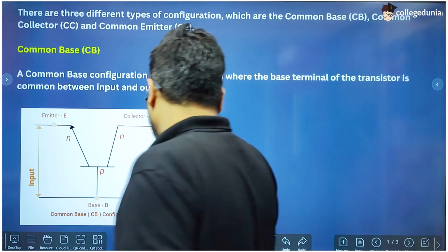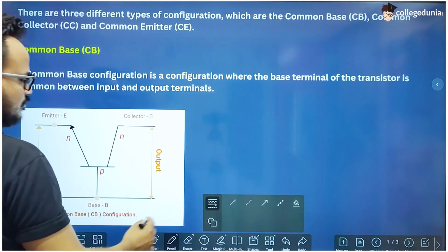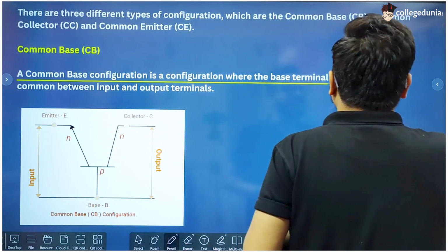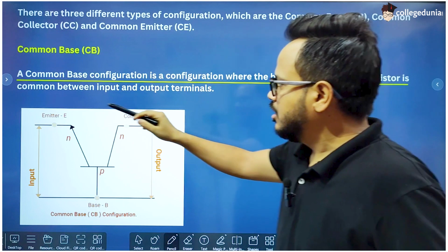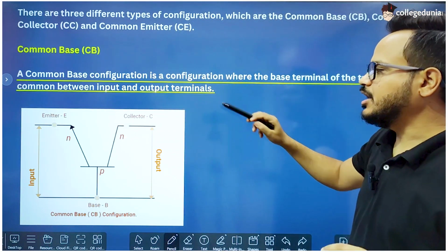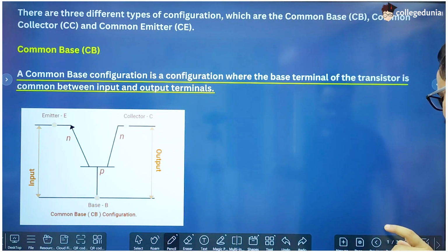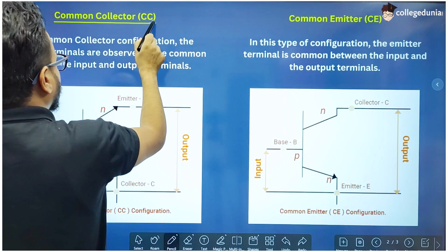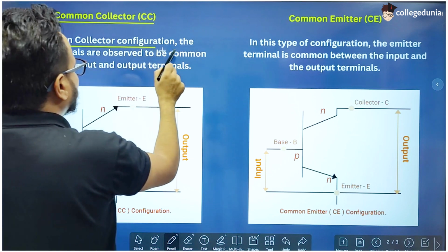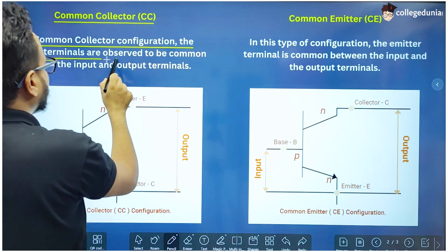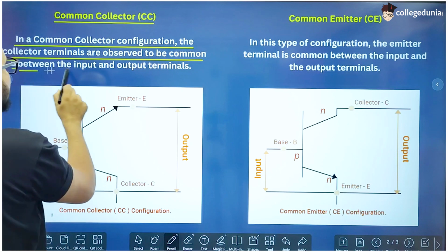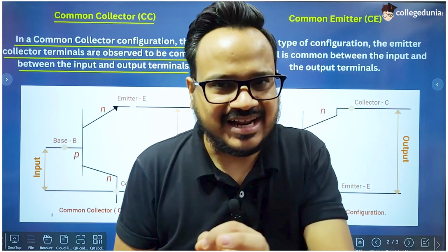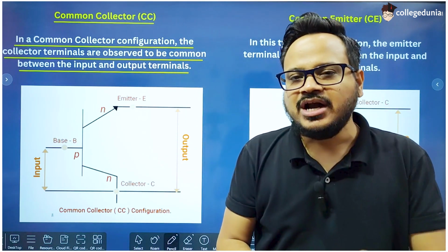So this type of connection is called common base configuration. This is the type of connection whose working we have just studied few minutes ago. Secondly, a common base configuration is a configuration where the base terminal of the transistor is common between input and output terminals. Second one is the common collector configuration. In a common collector configuration, the collector terminals are observed to be common between the input and output terminals. In common collector configuration, collector is common to both input and output.